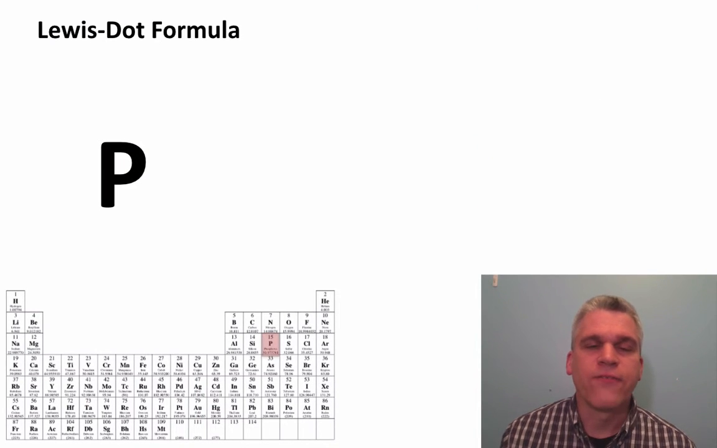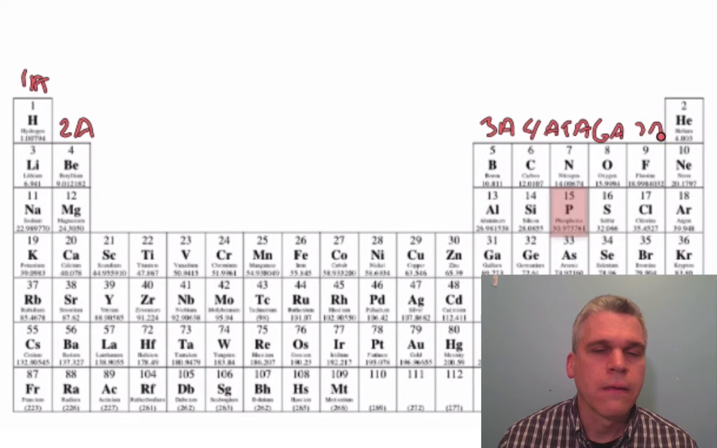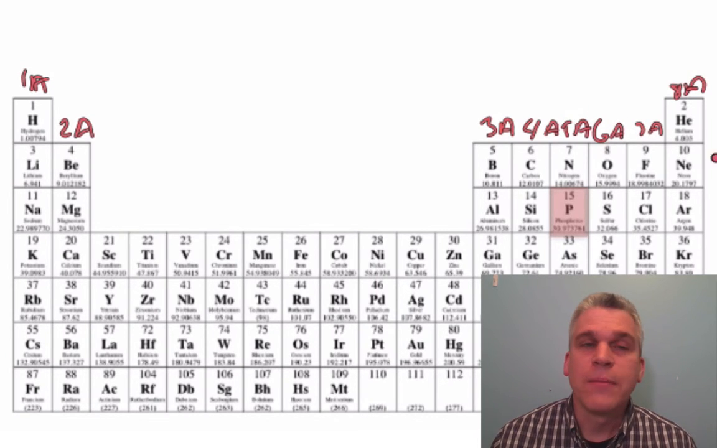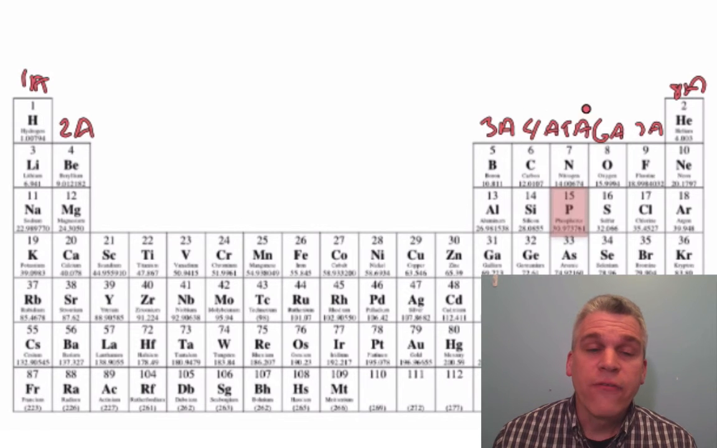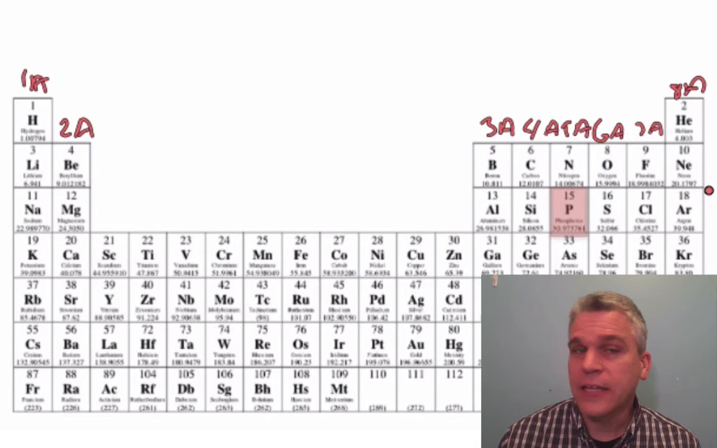Let's take a look at phosphorus, for instance. We need to know what family it's in. Now remember, we labeled these on our periodic table already. We have family 1A, 2A, all the way through 8A. Phosphorus is in family 5A. So every element in family 5A has 5 valence electrons.